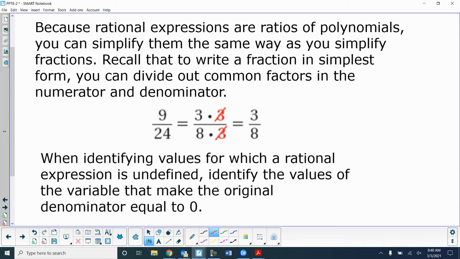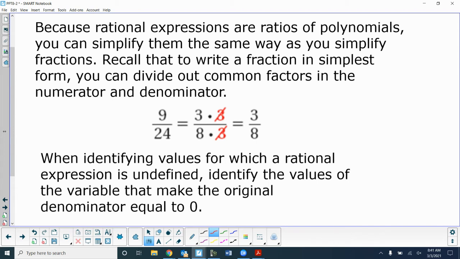You can't cancel terms. Factors are things that we multiply, right? Terms are things that we add or subtract. So pay attention to that. If this was 3 plus 3 and 8 plus 3, I couldn't cancel those 3's. It has to be multiplication. They have to be factors to cancel them, all right? So that reduced to 3/8. Okay, you're taking out a common factor.